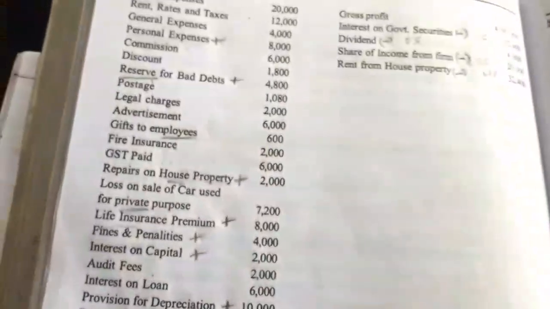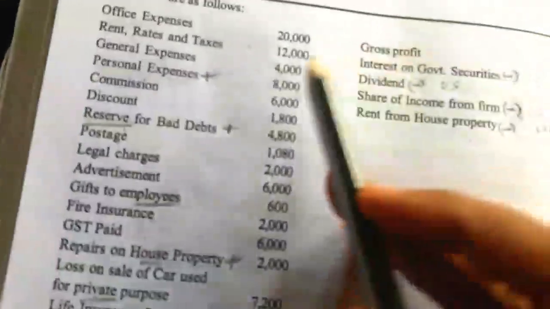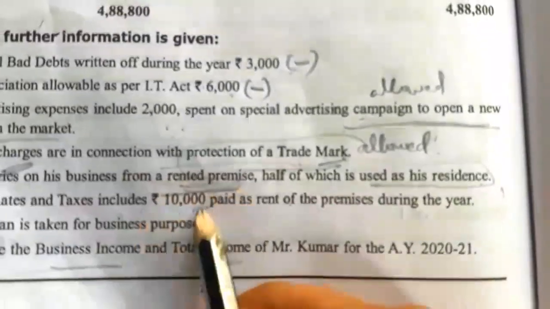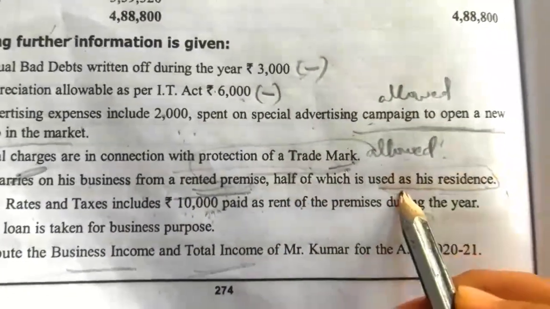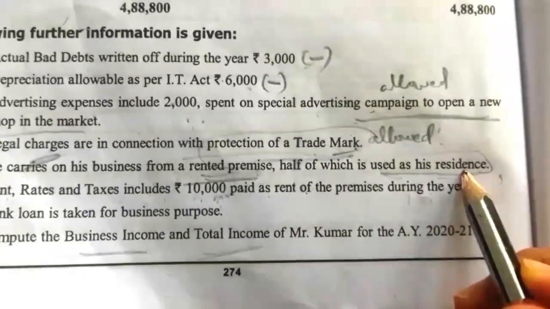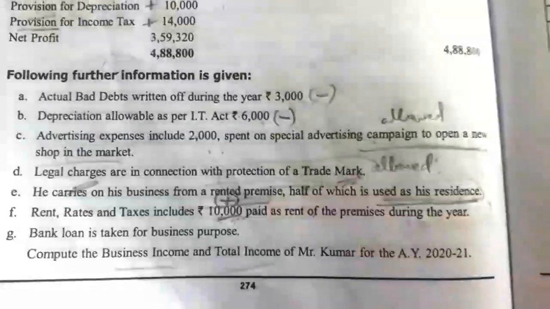Actually, rent, rates and taxes are allowed, but in the 10,000 amount, 50% is used for his own residence. So we have to take that as disallowed, and the disallowed expense should be added.